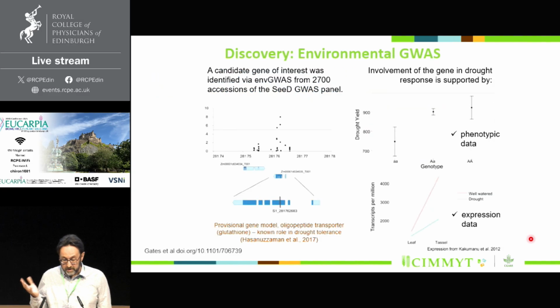And to take that a bit further, we can find these loci, we can fine map them a bit, we can narrow it down to a gene, we can look at that gene particularly in drought trials, we can look at expression data, characterize it, and we've got a set of QTL that are useful.